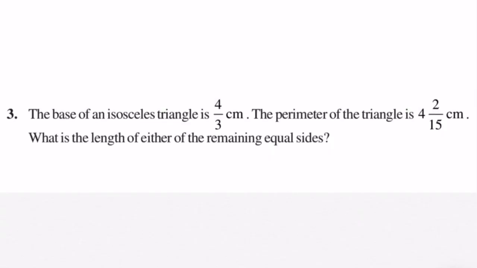Third question: the base of an isosceles triangle is 4 upon 3 cm. Perimeter of the triangle is the mixed fraction 4 and 2 upon 15 cm. What is the length of either of the remaining equal sides? An isosceles triangle is a triangle in which, out of 3 sides, 2 sides are of equal length. Now, in this question, they are asking us to find those 2 equal sides.